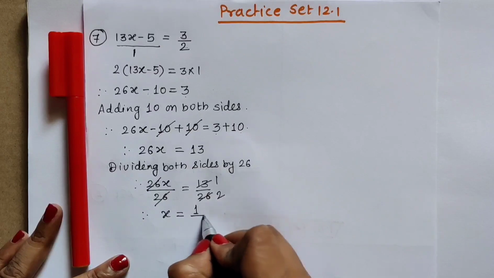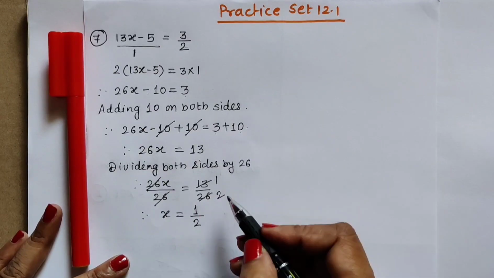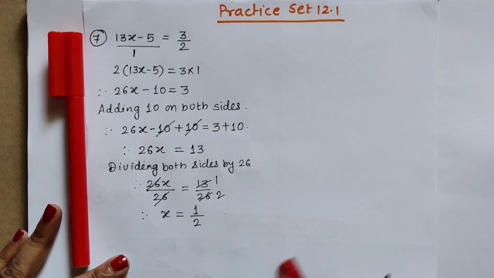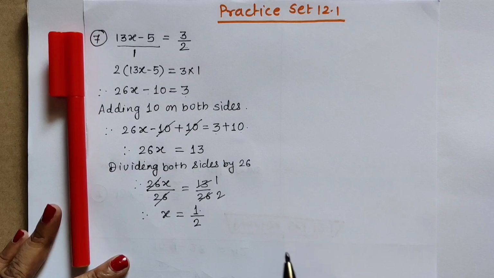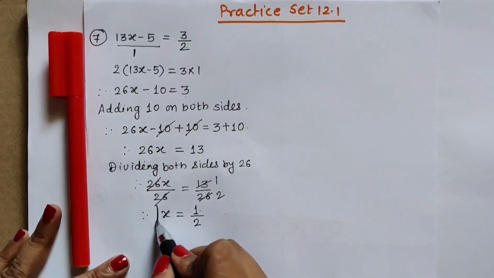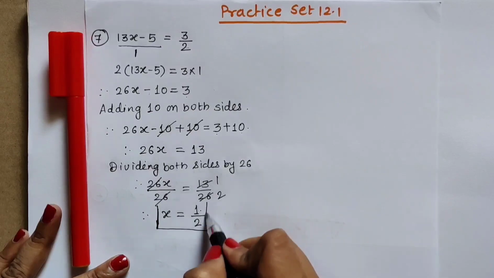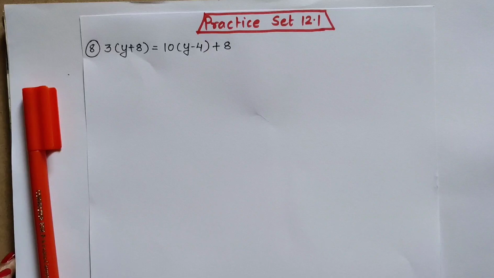So children, when 1 is there in the numerator, we have to write it. So it is 1 upon 2. When 1 is there in the denominator, we don't write it. But when we get 1 in the numerator, we have to write that 1 in the numerator and upon 2 as it is. So the answer of the equation is x is equal to 1 upon 2. Value of variable x is 1 upon 2.